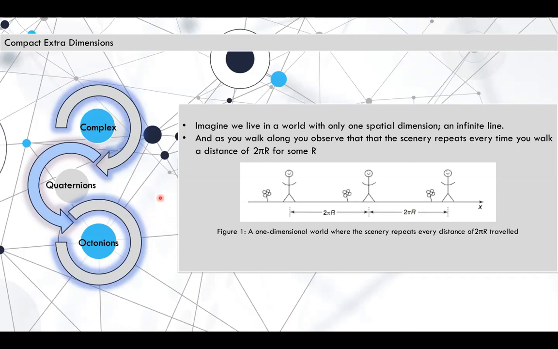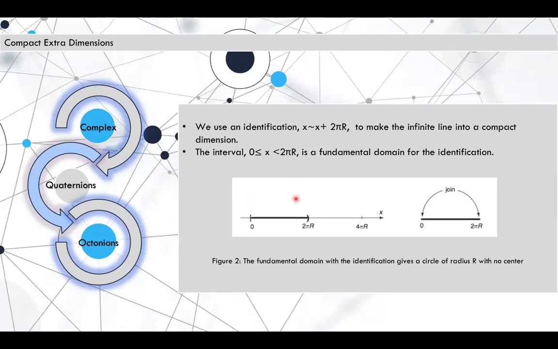Now, the only way that we can describe this strange phenomenon is if we instead think of the line as a circle, a circle with a circumference of 2 pi r. Luffy isn't actually repeating every distance of 2 pi r. Instead, you are just coming back to the same point in the circle. So we do this using an identification so that, let's say this is the point x. If we add 2 pi r to it and end up here, that's the same point x. So we call this interval from 0 to 2 pi r our fundamental domain for the identification. And we can simply join the two endpoints together, and we'll get our circle, our compact dimension.